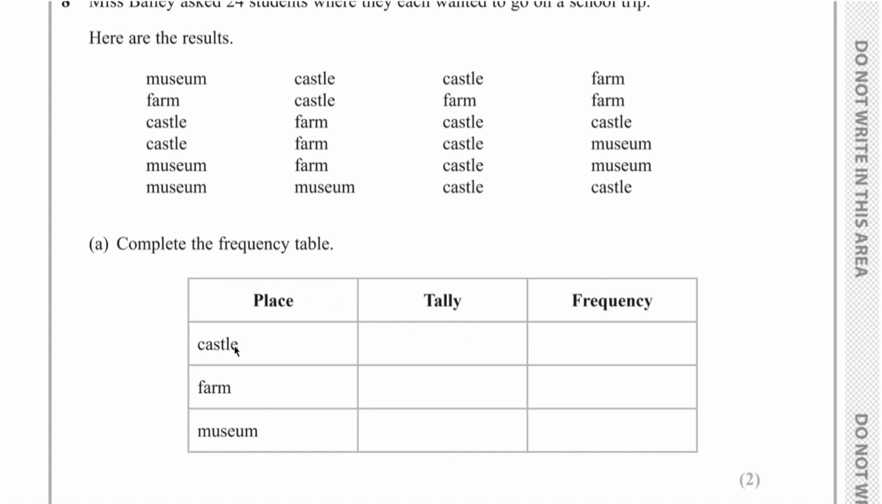So, how many times does castle appear? Well, we've got 1, 2, 3, 4, 5, 6, 7, 8, 9, 10, 11. So the frequency is 11.